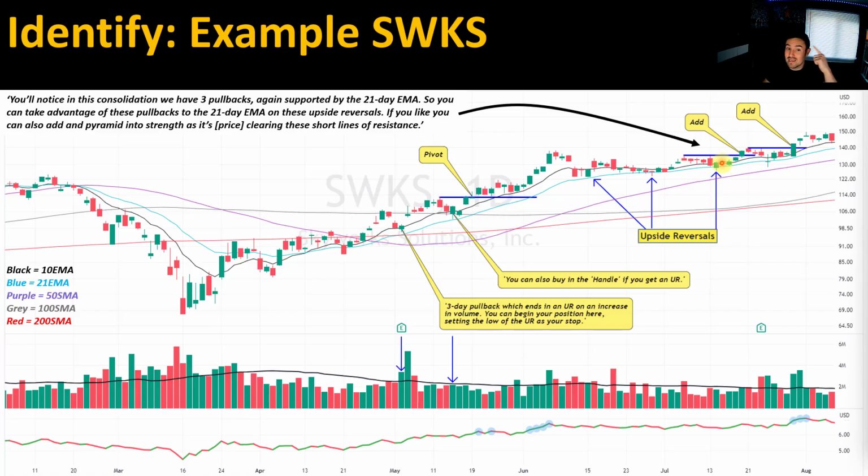But this bar for me is a gap down reversal bar. Prior closes here, gaps down underneath the 21 EMA, then recovers. What do you notice about the volume? It's below the 30-day average. What does that tell you about supply? There isn't much supply. But here would be your conventional pivot.